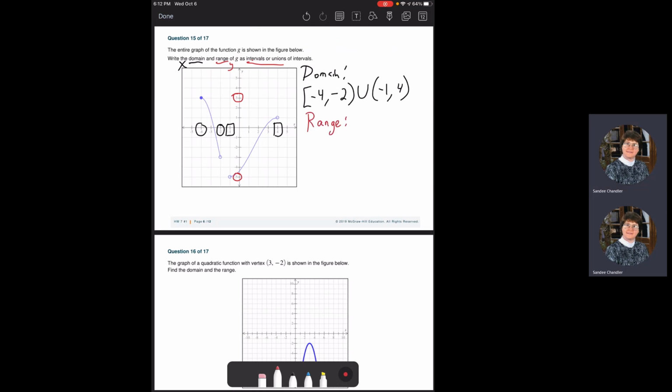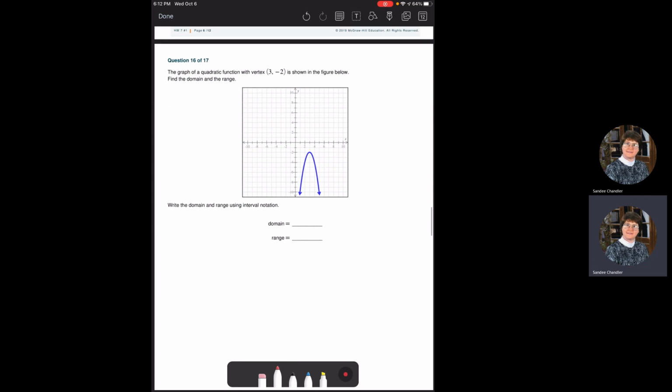So the range, and it's open at -5, and it's closed at 3. Might want to pause that and study that a little better. All right.